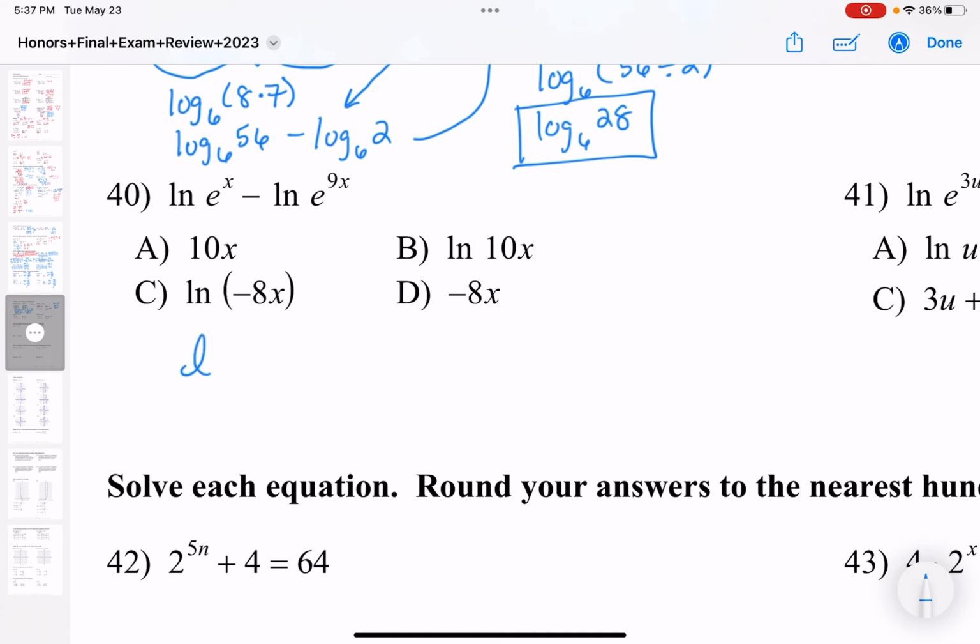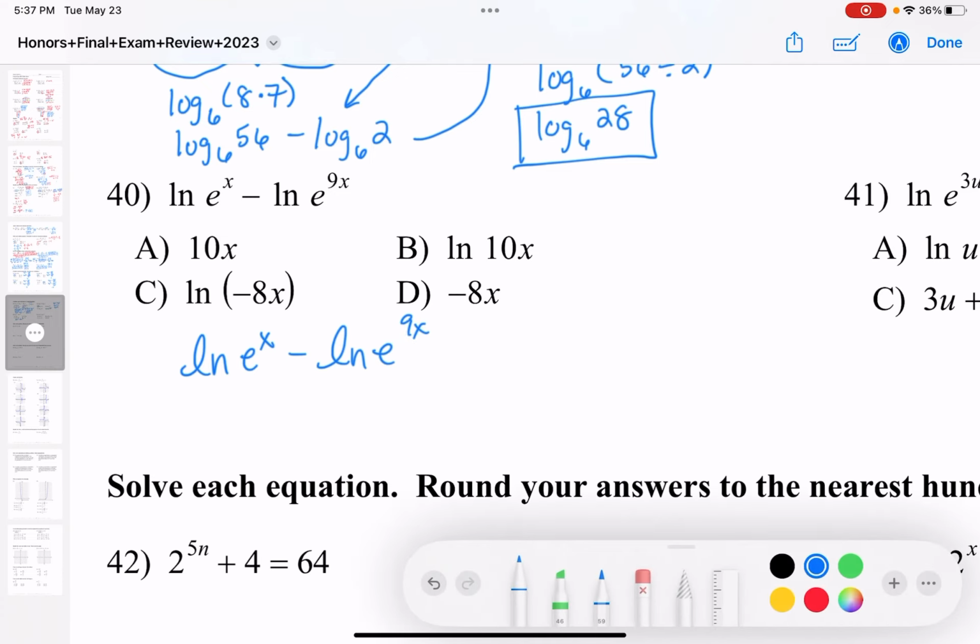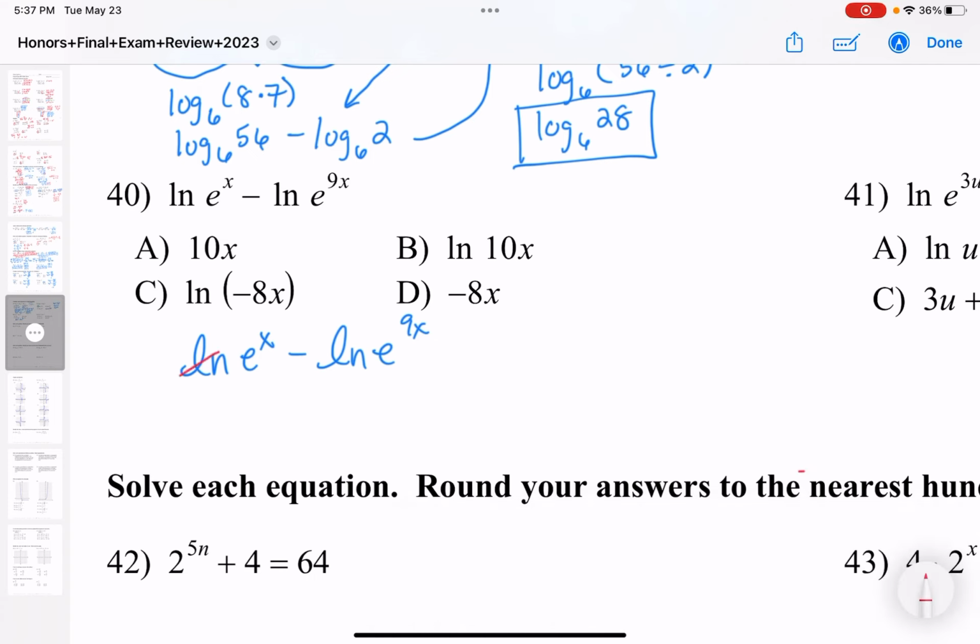So when I've got natural log of e to the x minus natural log of e to the 9x, that natural log and e on both of those cancel each other out. So here I just have x minus, natural log and e cancel each other out, 9x. So that's 1x minus 9x, which is negative 8x. This time, the whole natural log completely got rid of itself, leaving you with just negative 8x.